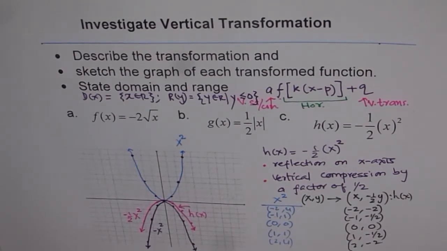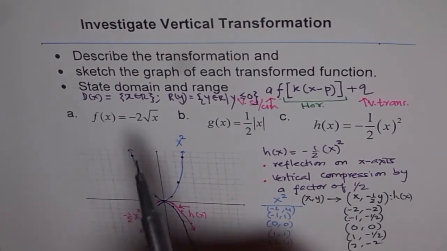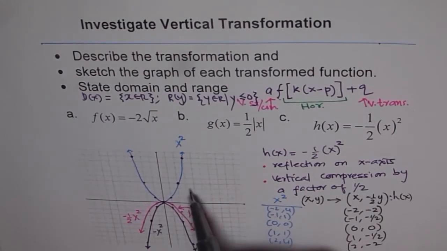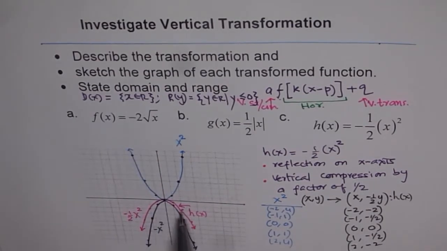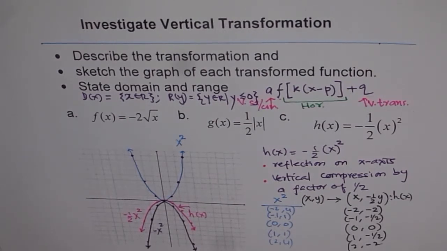So I'll suggest do other graphs also in a similar fashion. So if, for example, you are doing square root of x, you know square root of x will be kind of like this. Minus 2 means it gets reflected like this and then stretched by a factor of 2. There will be more coming downwards, right? So that is how you have to think and sketch your graph.